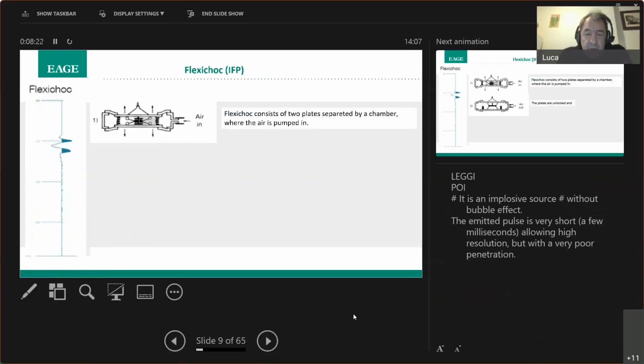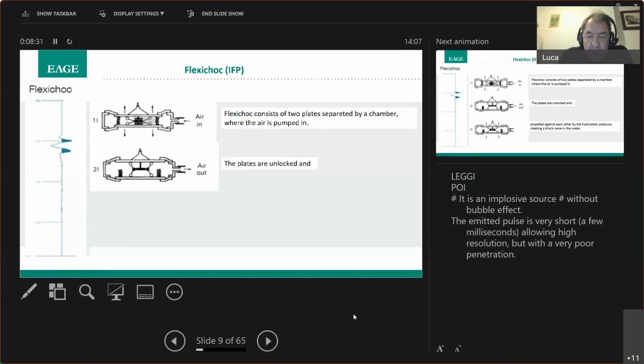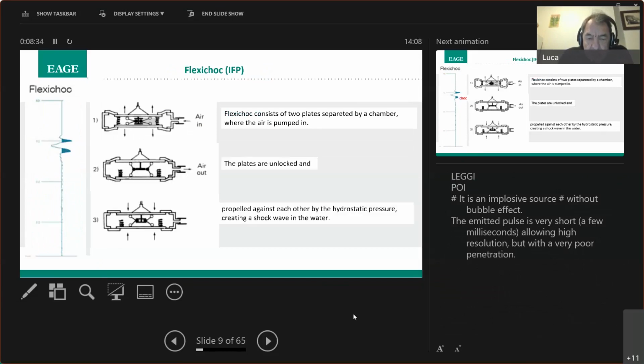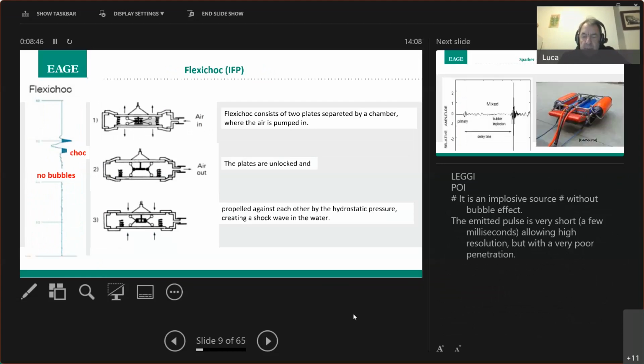Flexi shock, an electric shock source, consists of two plates separated by a chamber, where the air is pumped in. The plates are unlocked and propelled against each other by the hydrostatic pressure, creating a shock wave in the water. It is an implosive source without bubble effect. The emitted pulse is very short, a few milliseconds, allowing high resolution, but with very poor penetration.